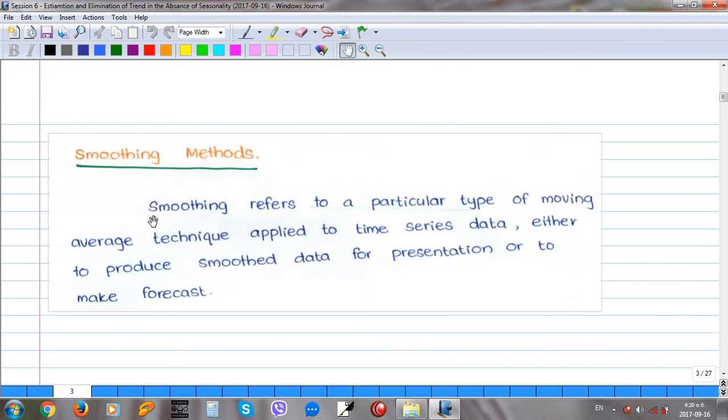We are going to consider the smoothing methods. Smoothing refers to a particular type of moving average technique applied to time series data, either to produce smooth data for presentation or to make forecasts. We already discussed the moving average, and how to find moving averages. Here we are also going to calculate some moving averages and other methods that we can use for smoothing. We will discuss them one by one.